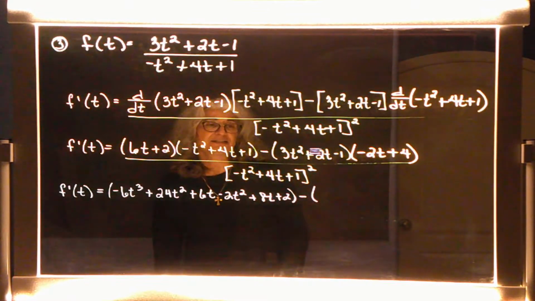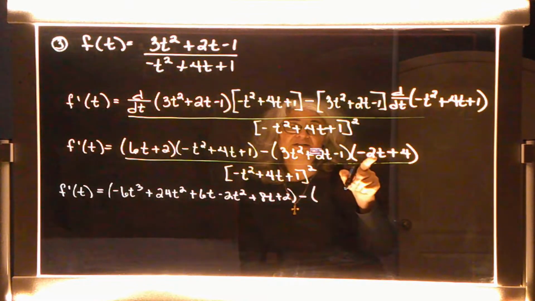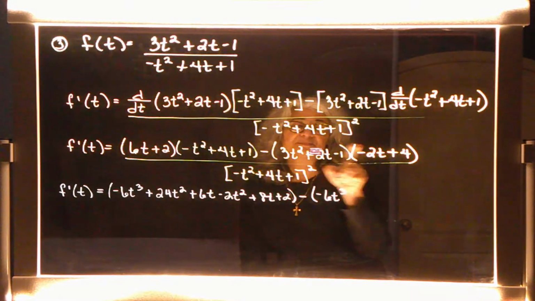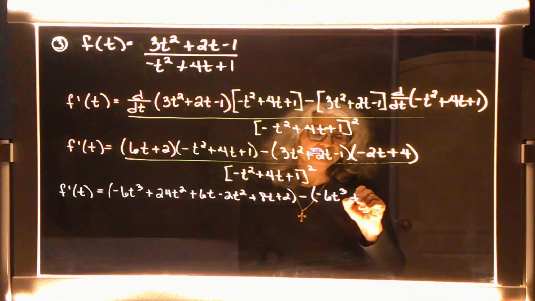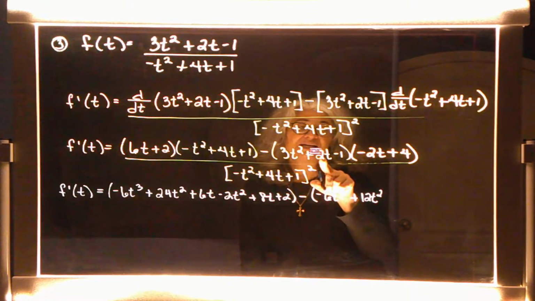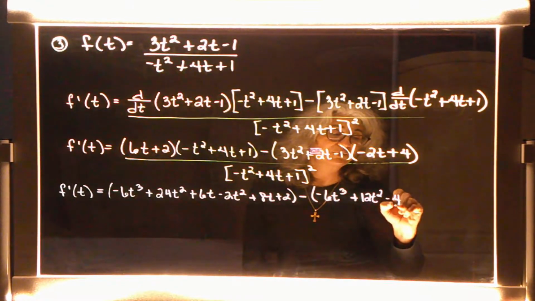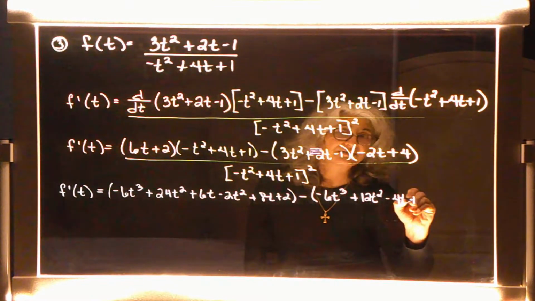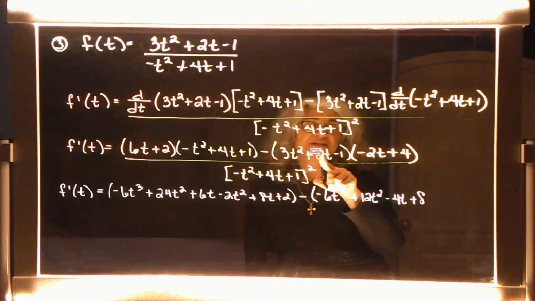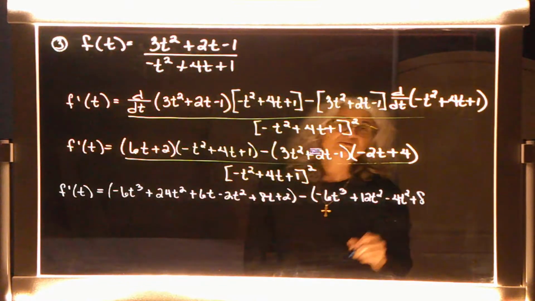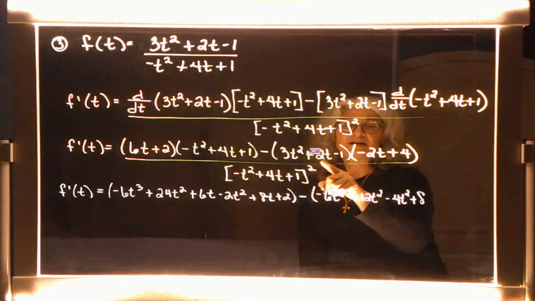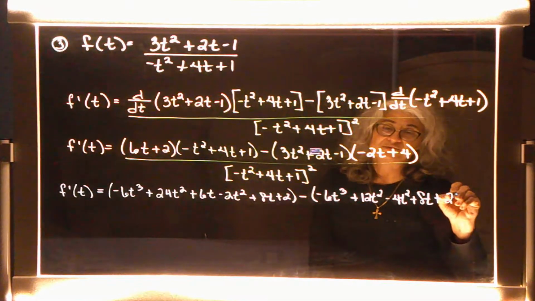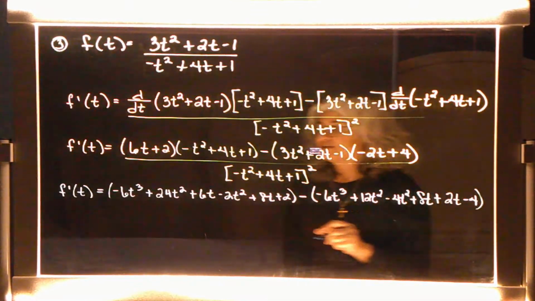And then I'm subtracting, what is that? Negative 6t to the third, right? And then 12t squared. And then negative 4t, right? And then plus 8. Oh, pardon me. Negative 4t squared, right? Woof! Good thing you're doing it with me. And then 8t. And then a positive 2t. And then a minus 4. And the whole thing over.